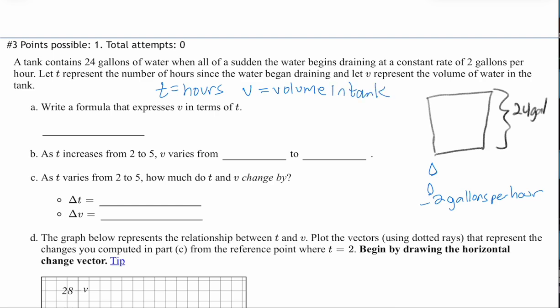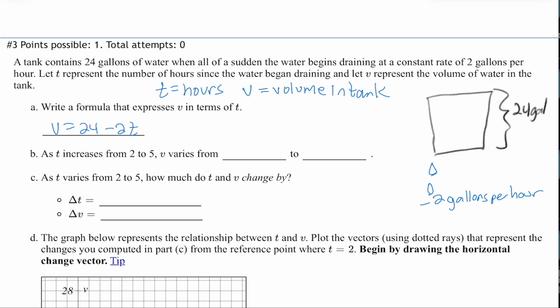So it says write a formula. Now when it says to write a formula, we need an equal sign in there. And so we know that our volume started at 24, and is going down by 2 every single time. And so because of that, we want to write that as volume started at 24 and is going down by 2 every hour. So that would be the expression they're looking for.